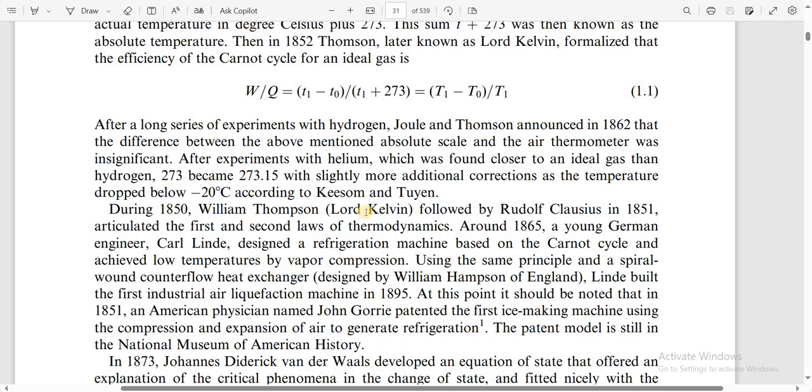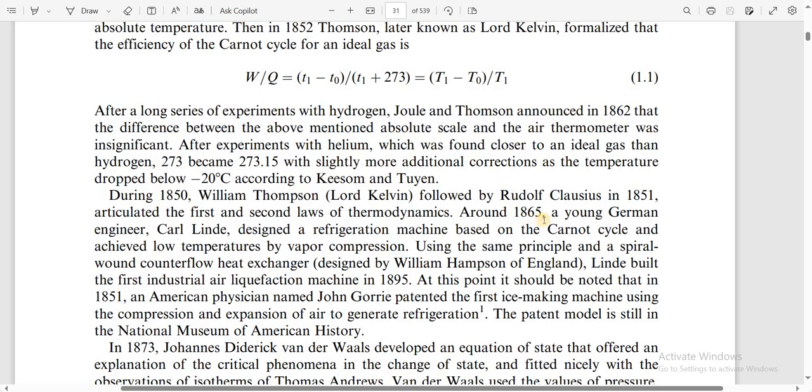During 1850, William Thomson, followed by Rudolf Clausius in 1851, articulated the first and second law of thermodynamics. In 1865, a young German engineer, Carl Linde, designed a refrigeration machine based on the Carnot cycle and achieved low temperature by vapor compression. I think this is important. When vapor is compressed, it will be low temperature.